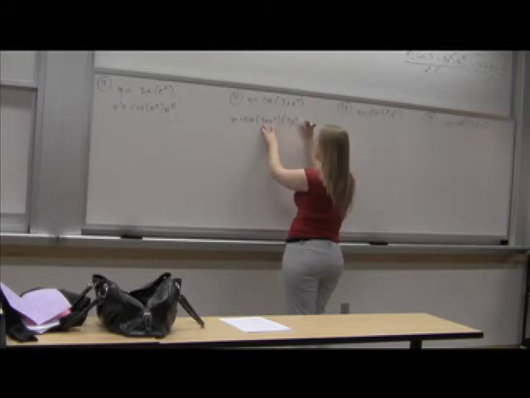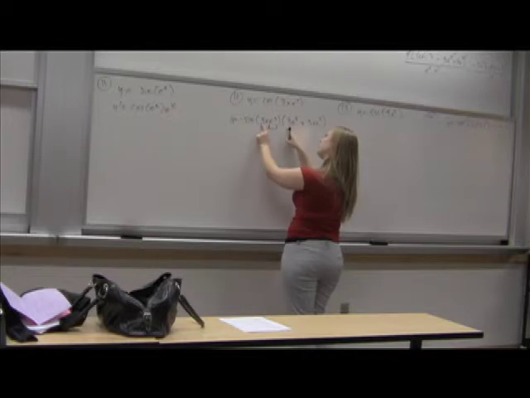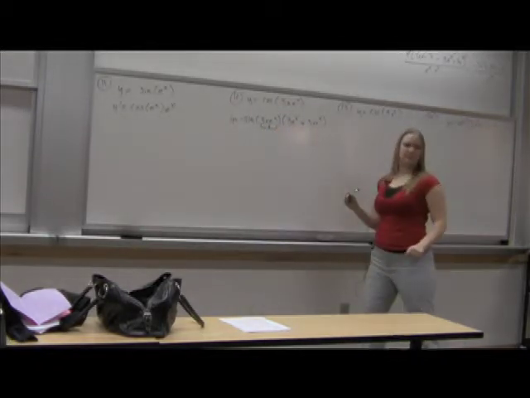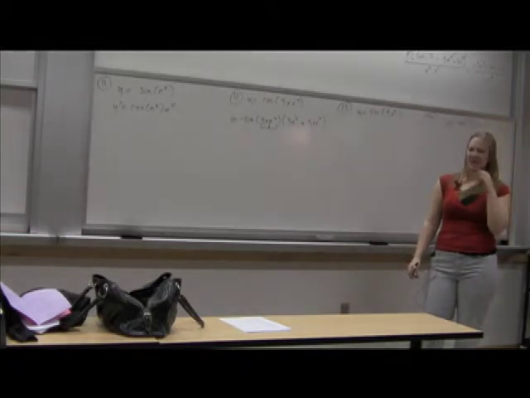3e to the x plus 3x e to the x. The derivative, you had a product rule, so you got the derivative of the first times the second plus the first times the derivative of the second. You following?